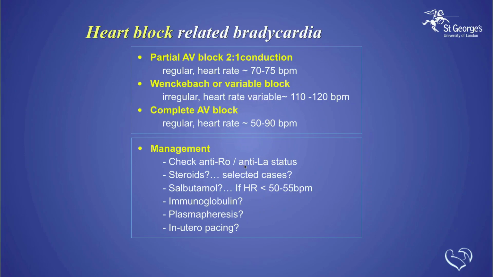Steroids is very questionable. I think we should consider that if you have evidence that there is very recent onset heart block. Salbutamol to increase the heart rate if it's below 50 beats per minute. My experience is that it doesn't do very much. Some people use immunoglobulin, plasmapheresis. In utero pacing is not really a reality at the moment. But these babies will all require a postnatal pacemaker at some point. Some of them require it early in the neonatal period. Some of them can stay a few years without a pacemaker, but they will require a pacemaker in almost 100% of the cases.